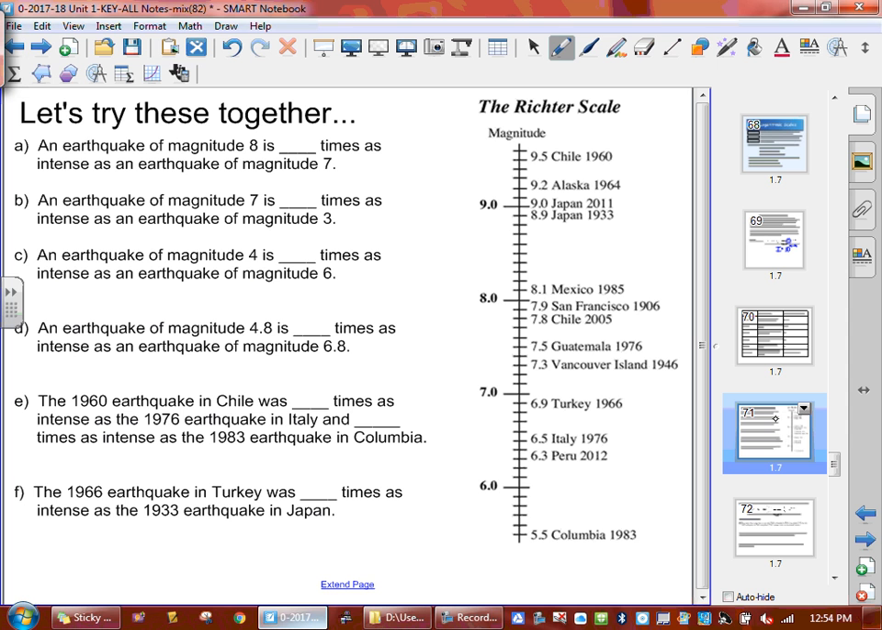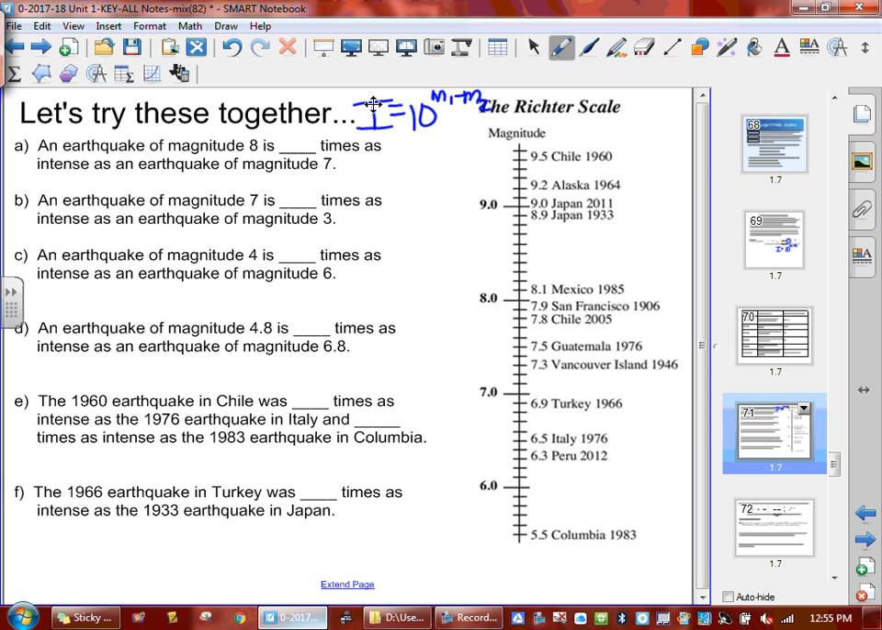These are the earthquakes that have happened in history, the ones that have been recorded that we know about. Now we're just going to compare them and see how it works. Everything is going to be based off intensity equals a base 10. So intensity equals 10 to the power of M1 minus M2, and that's what we're finding. So, an earthquake of magnitude 8 is how many times bigger than magnitude 7?